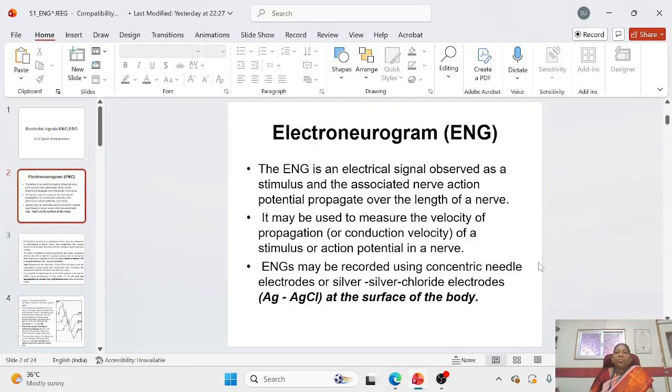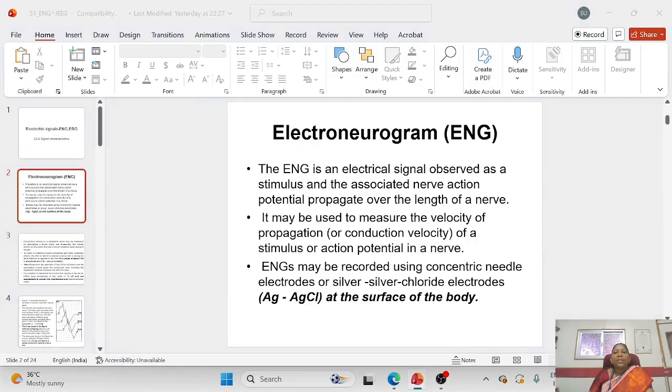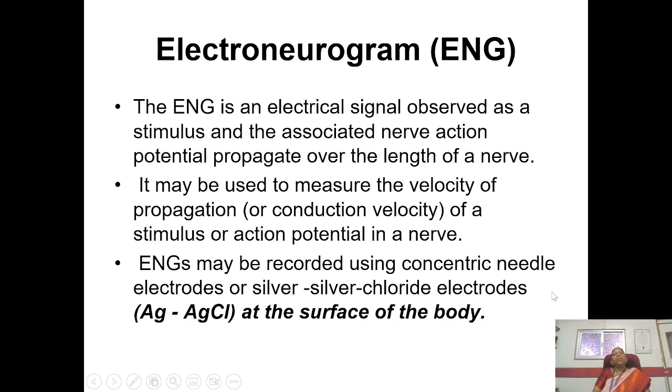If you see electroneurogram, it is the study of electrical activity of the nerves. Here we can measure the nerve conduction velocity using this ENG. We can record this ENG signal by using concentric needle electrodes inserted into the skin, or by placing electrodes on the surface. We can measure the ENG.